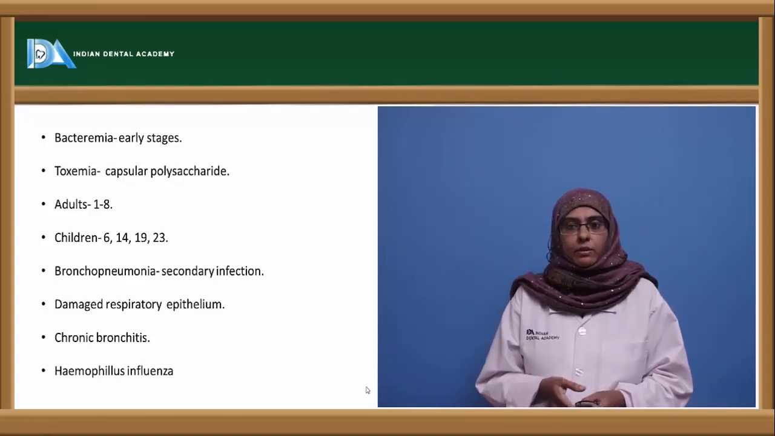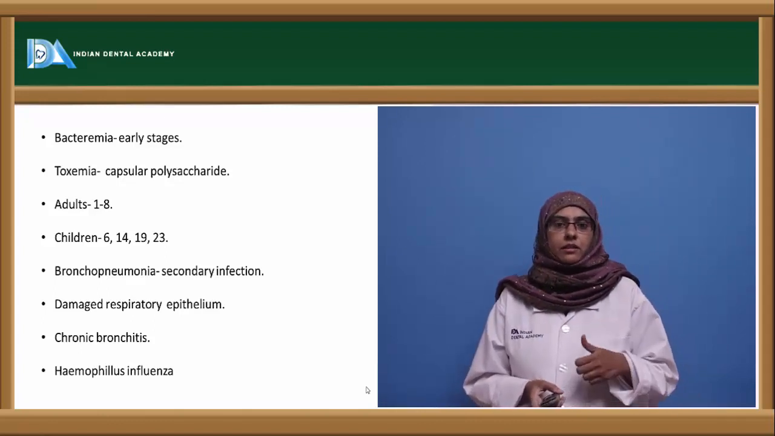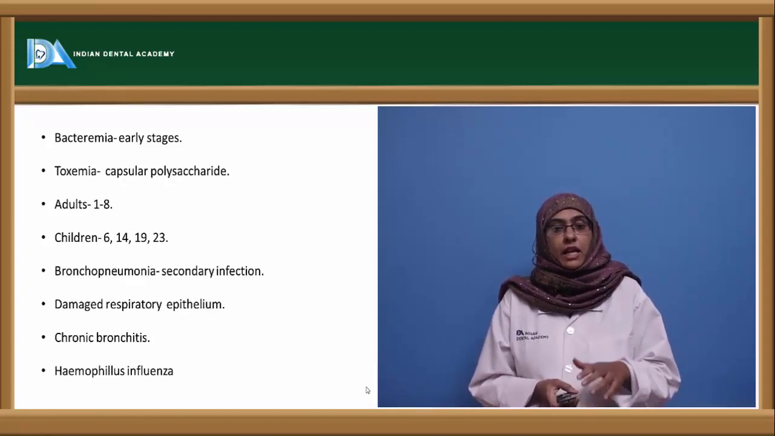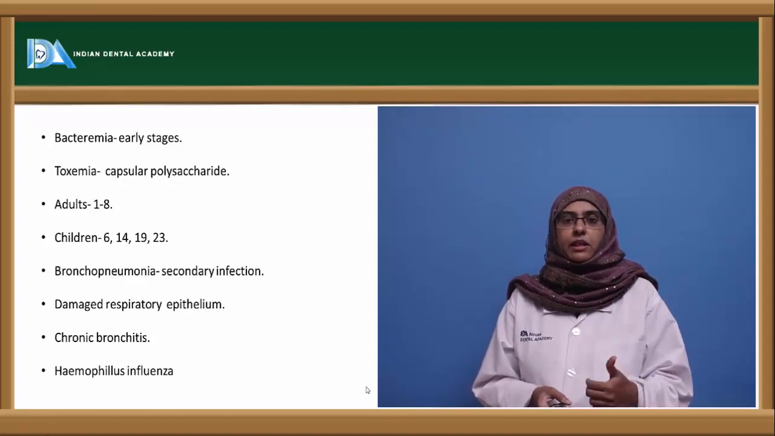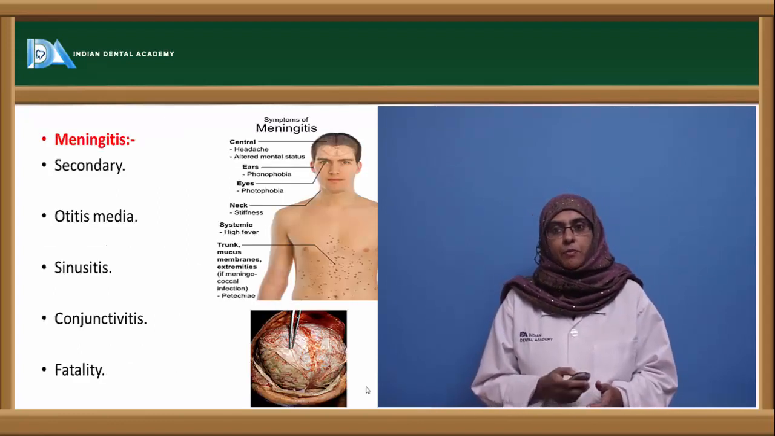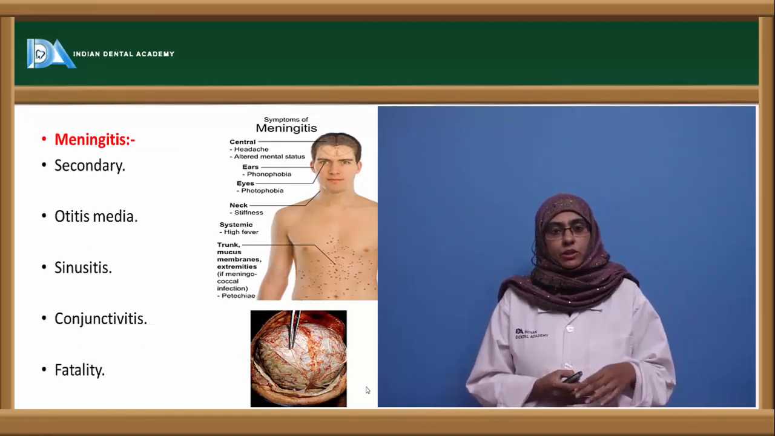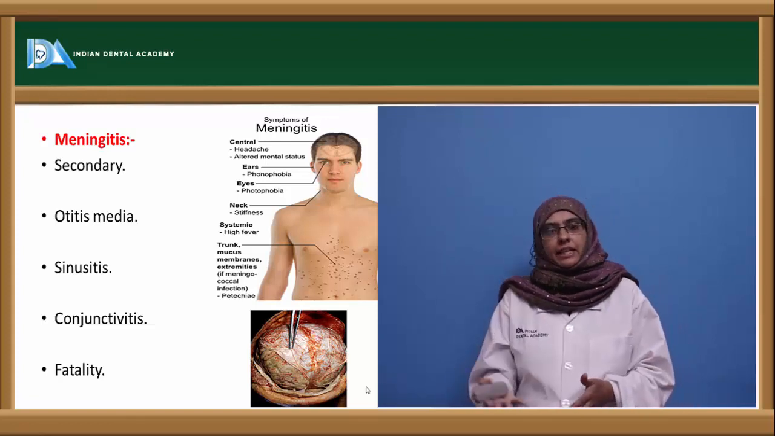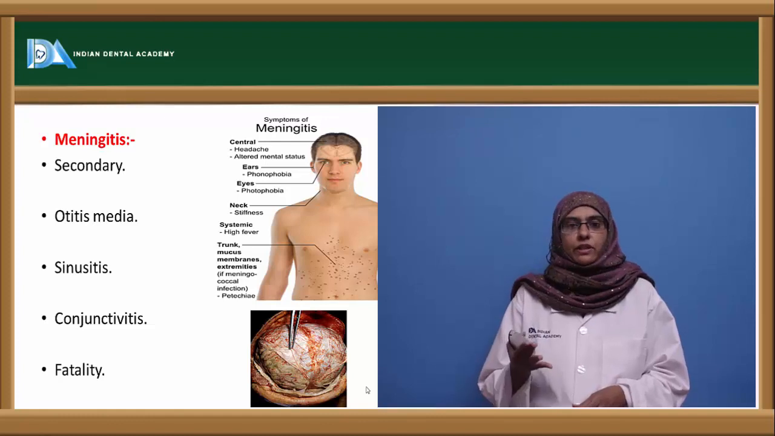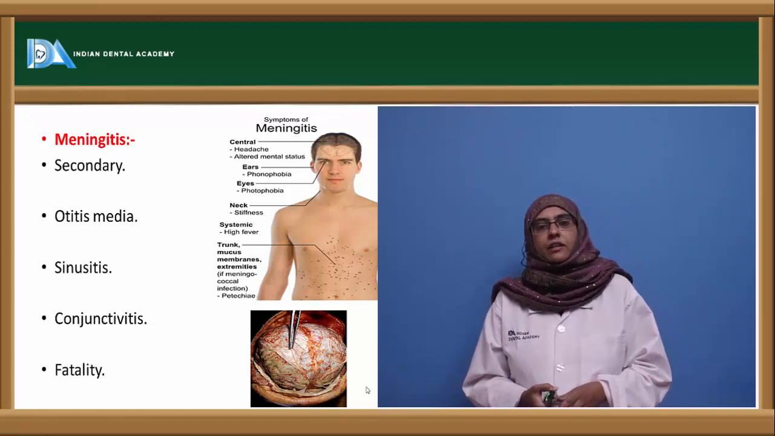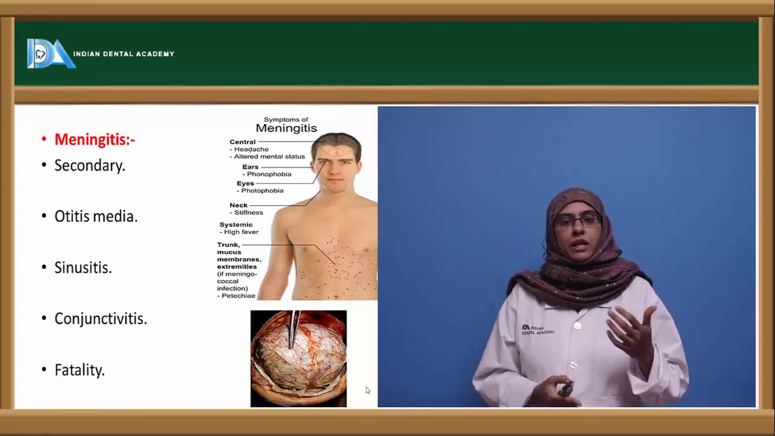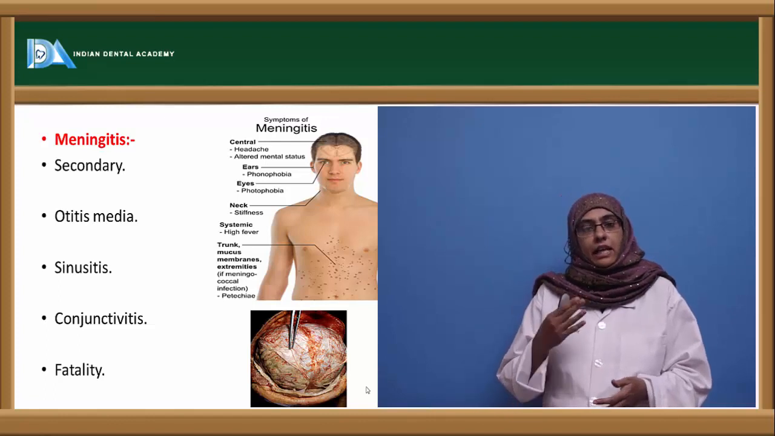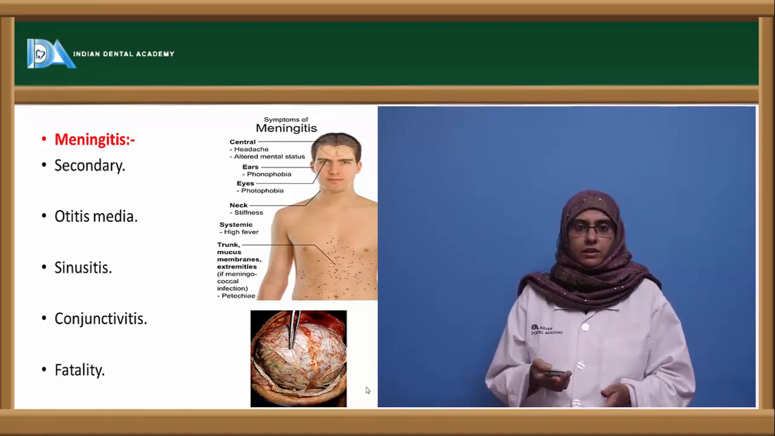This sometimes can lead to chronic bronchitis, where again the continuous secretion of the nasal discharge can attract the organism and cause the chronic bronchitis. The other reason for the chronic bronchitis can be another organism, which is Haemophilus influenzae. Now coming to meningitis, which is the most serious case associated with pneumococcus. If not treated in the primary stage, it can lead to meningitis, that is the inflammation of the meninges. So it is again a secondary response of this organism once the pneumonia has been established, and it can cause otitis, sinusitis, conjunctivitis and lead to fatality of the person.